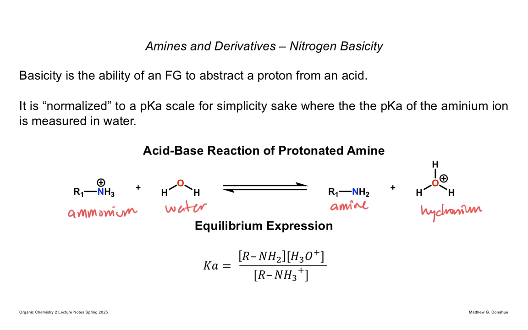So the Ka expression, as we learned in general chemistry, you have the product of the concentrations of the products divided by basically that of the reactant. Since water has a fixed molarity, it just gets folded back into the Ka part of that equation. That's why you don't see it in the denominator. So again, it's normalized to the pKa scale. We're going to look at those pKa values, but in our mind, sort of flip the trend because we're talking about basicity.